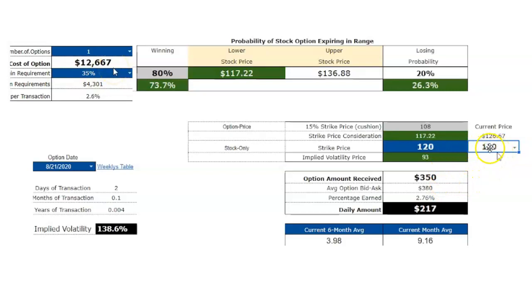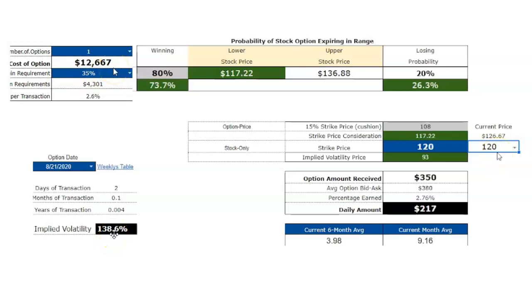Now, based on that strike price at that time, someone was willing to pay us $350. Well, the market was willing to pay us $350 to $380, anywhere between the bid and the ask for that particular option. Okay, and the option was due to expire that Friday on August the 21st. Options usually expire on Fridays after the market closes. So it had an implied volatility of 138%.